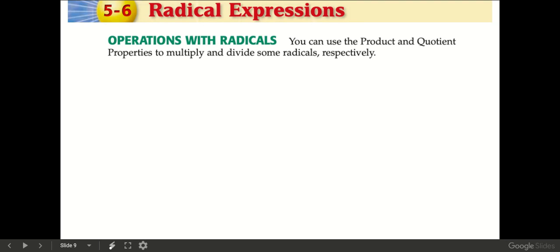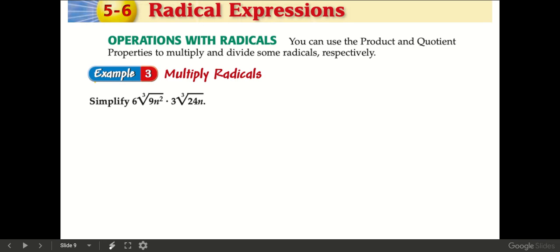So what about operations with radicals? You can use the product and quotient properties to multiply and divide radicals, respectively. So here, let's multiply these radicals together. I can use the properties that we know how to multiply with. I know I can multiply 6 times 3, and I know I can multiply the third root of 9n squared times the third root of 24n. So these get multiplied together here.